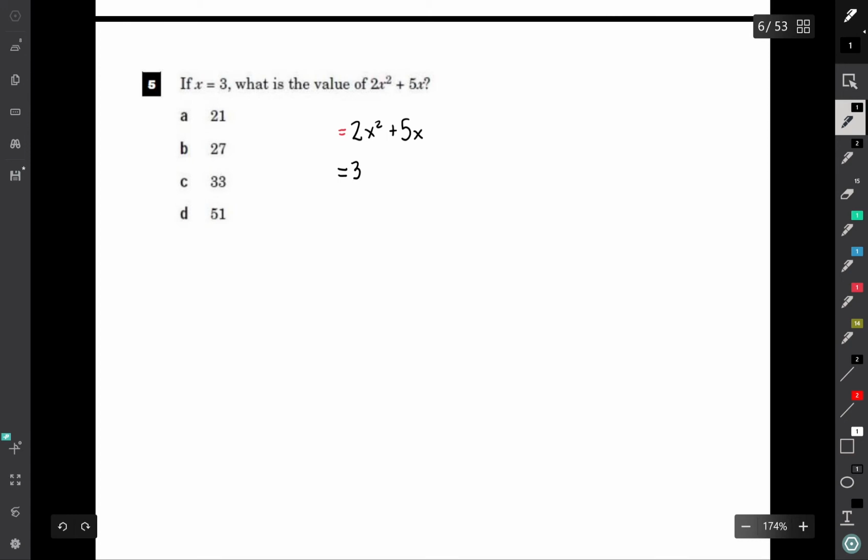Okay, so 2, oops, silly. How do I undo? It'd be good if I knew how to erase. Here we go, I think that erases. Yeah, good.